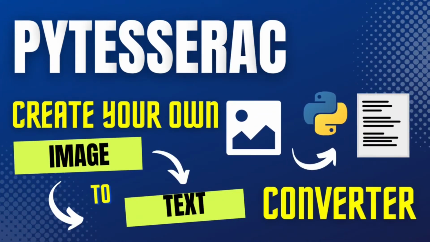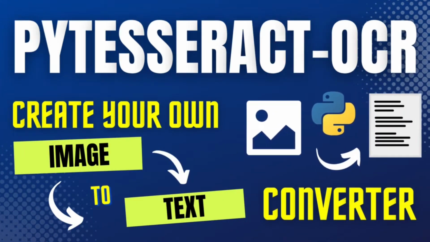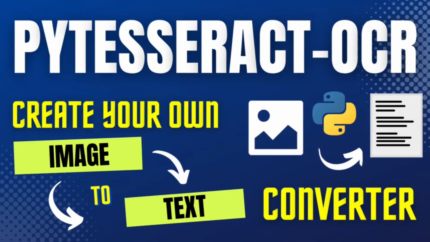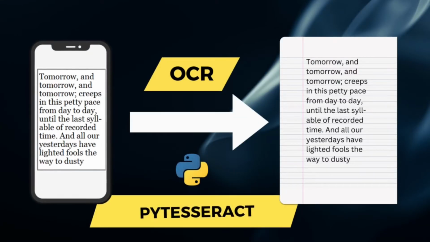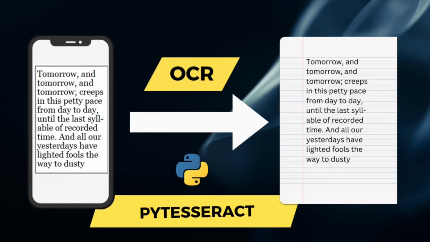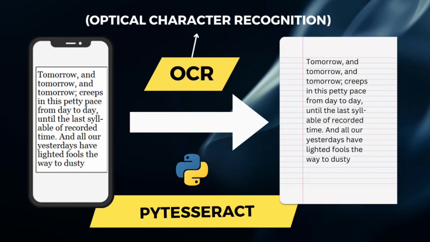Hi, in this video, I'll show you how to create your own image-to-text converter using Pytesseract. Pytesseract, also called Python Tesseract, is an optical character recognition tool for Python. OCR is a technology that recognizes and reads the text given in images. So, Pytesseract is a Python package that uses OCR and reads the text from the image.